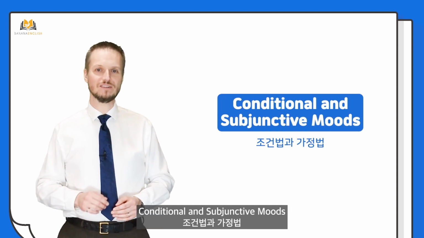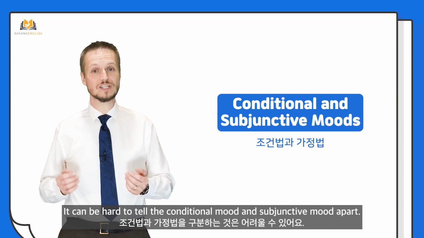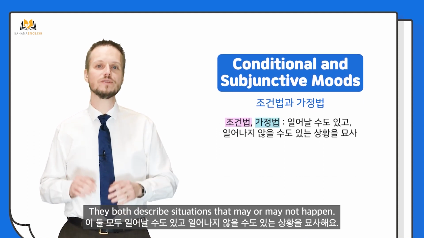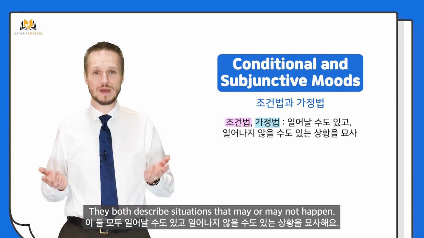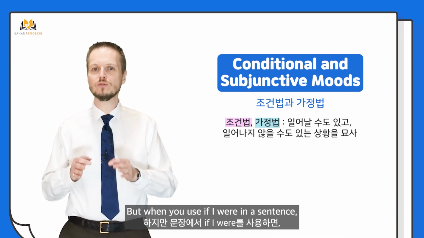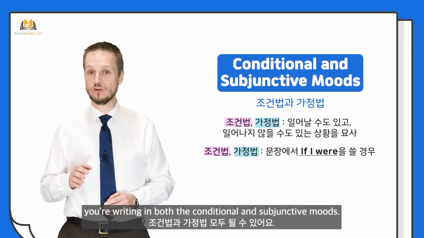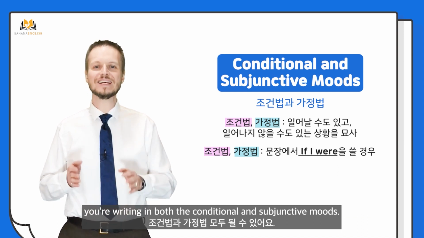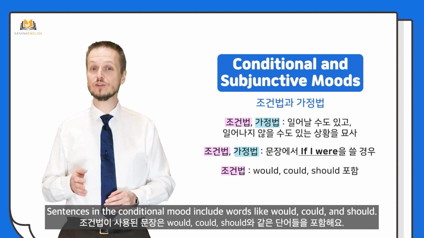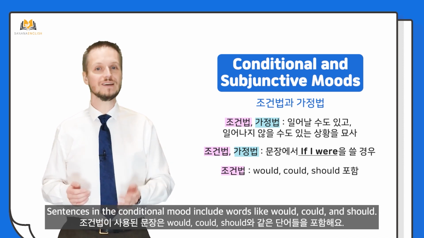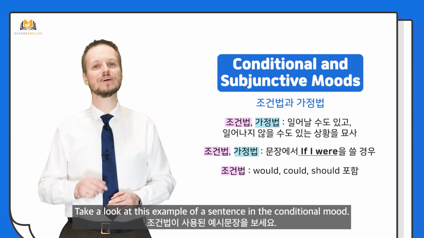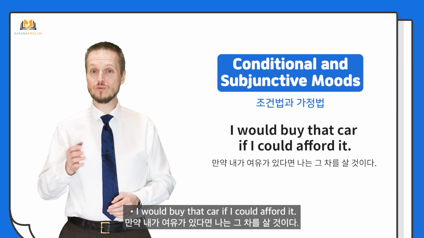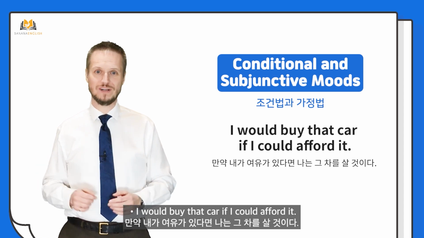Conditional and subjunctive moods. It can be hard to tell the conditional mood and subjunctive mood apart. They both describe situations that may or may not happen. But when you use if I were in a sentence, you're writing in both the conditional and subjunctive moods. Sentences in the conditional mood include words like would, could, and should. Take a look at this example of a sentence in the conditional mood. I would buy that car if I could afford it.